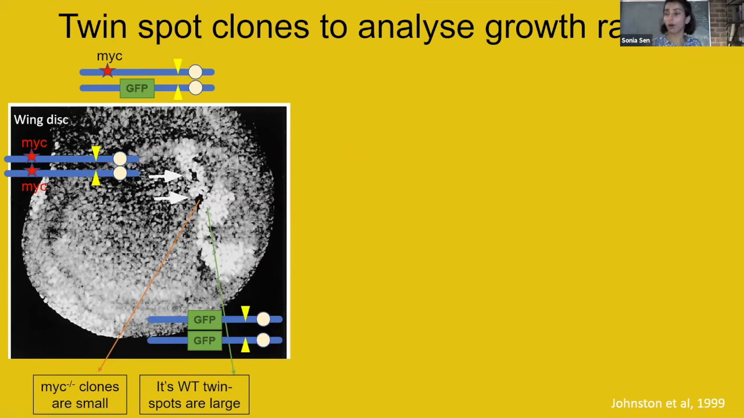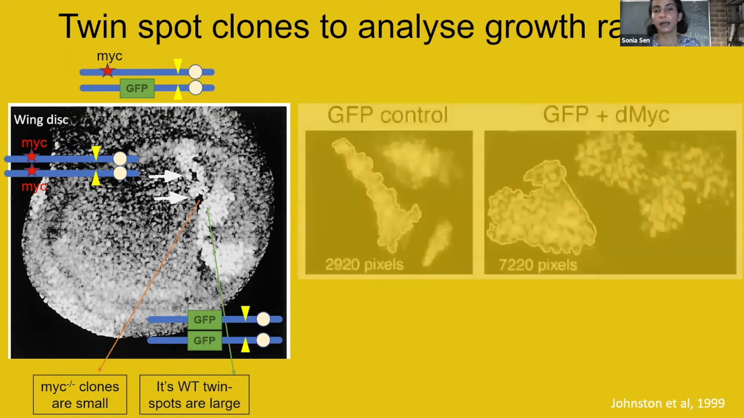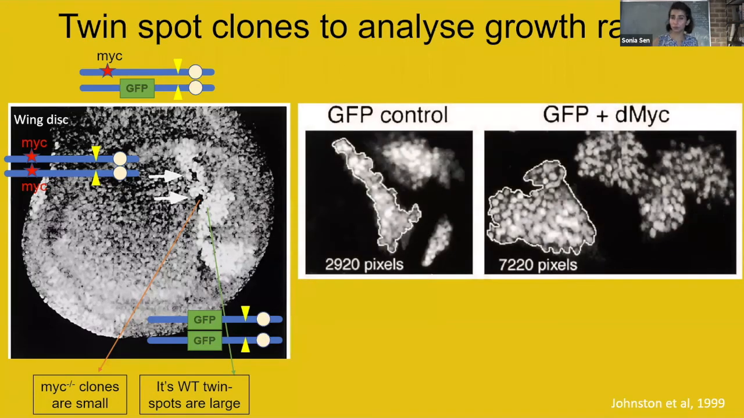And then you can do the converse experiment. So basically what this is saying is, upon loss of MYC, you have some sort of a retardation of either cell division or growth, something like that. But you can do the converse experiment, which they did, which was to say what happens when you misexpress. Based on this, you would expect that the clone sizes should be larger. So that is what she sees.